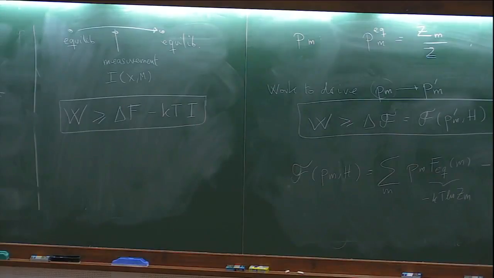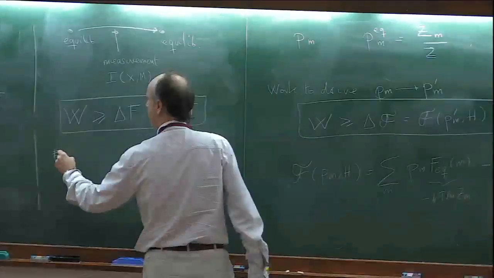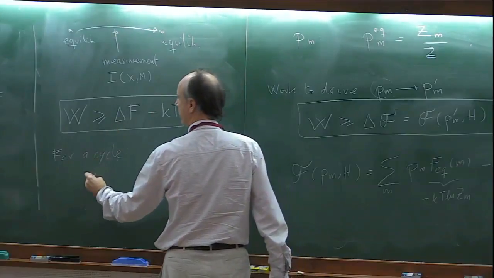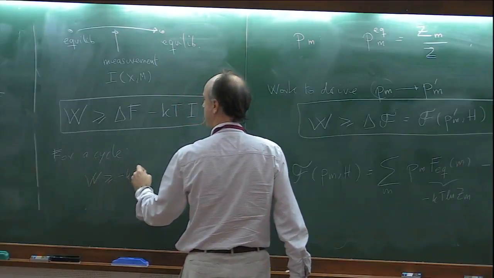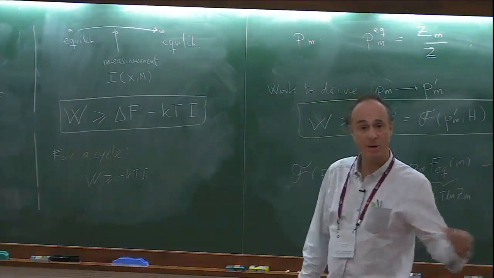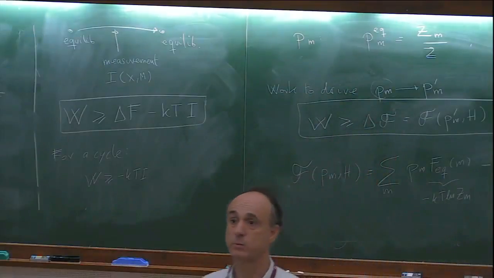And you see the mutual information appears as the quantity that tells you how much free energy your measurement has given you or has produced. For a cycle, delta F is 0, so you have that the work is bigger than minus kTI, and in reversible conditions this is equal, and then we can extract work, because remember that negative work means that we extract work.